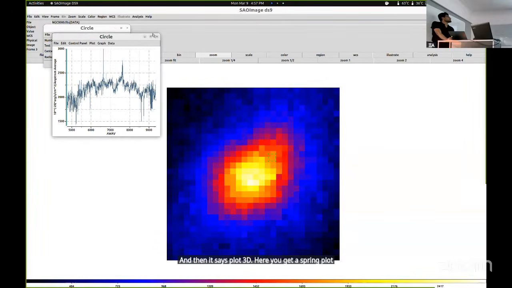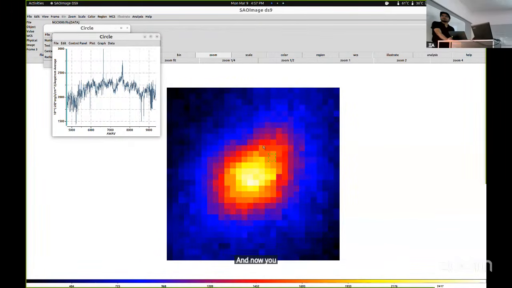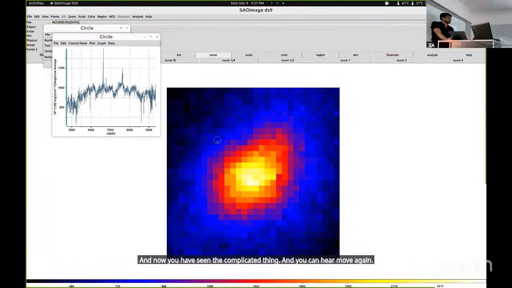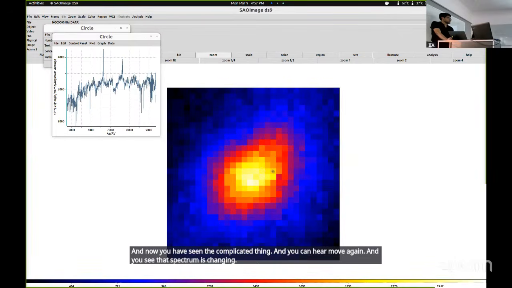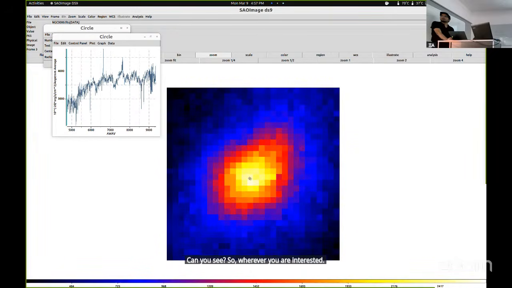So you are getting the spectrum over the complete spectral range. If you crop it, you can just see what you want, wherever you are interested. Now you are seeing the complete wavelength range, and you can move the region here and you see that the spectrum is changing. Can you see? Wherever you are interested, you can move and see how the spectrum looks.